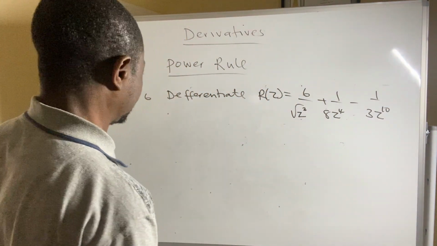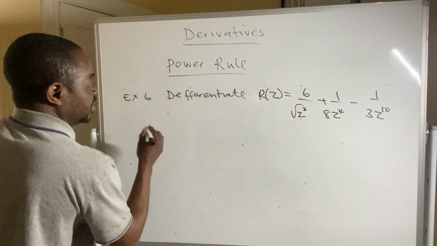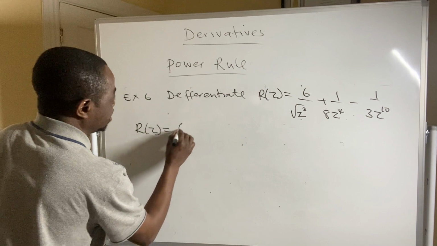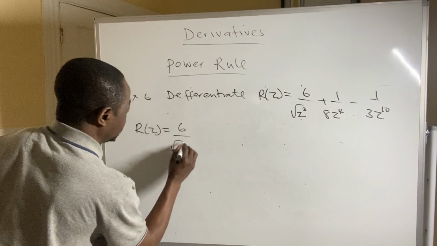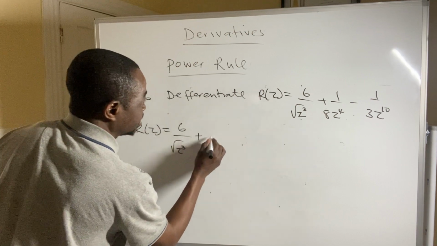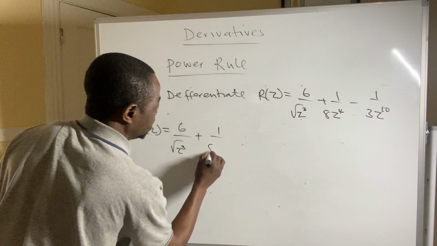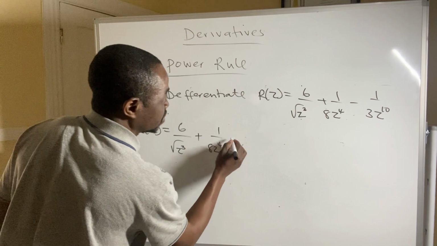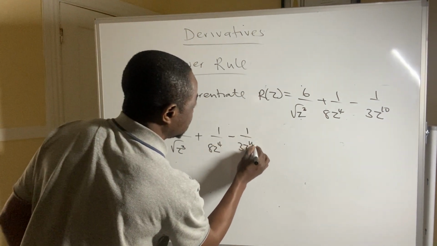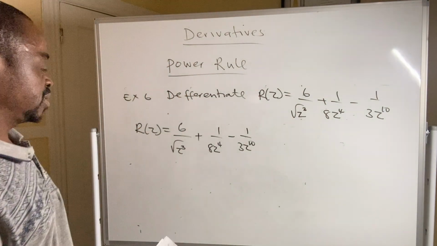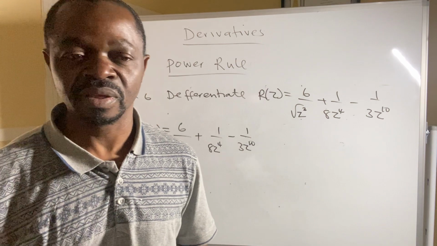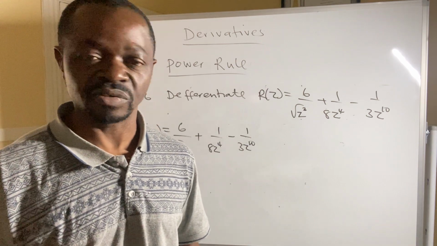All right, so let's look at this. So r of z is equal to 6 all over square root of z raised to the power 3, then plus 1 over 8z to the power 4, then minus 1 over 3z to the power 10. All right, so see that all the powers are down, so we gotta bring them up so that it will be easier for us to solve.